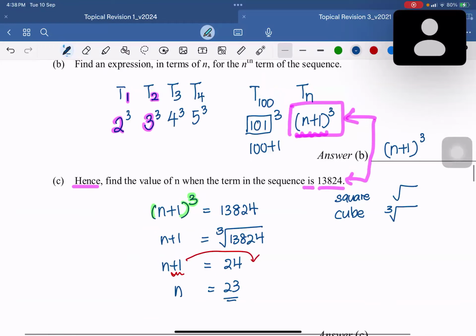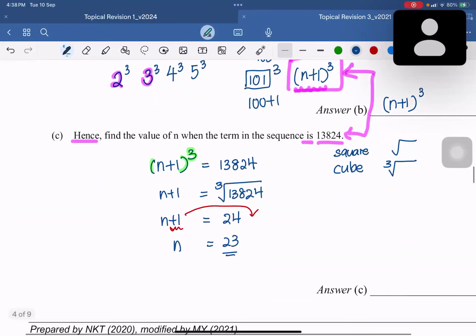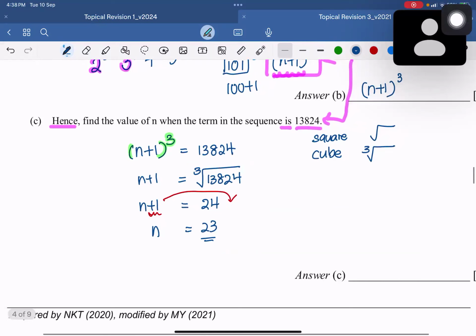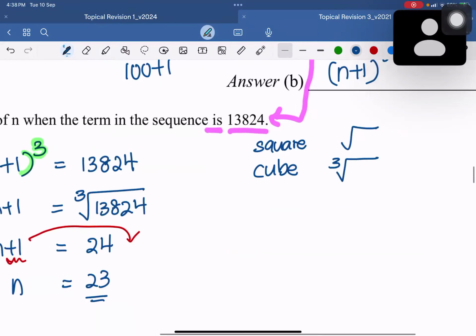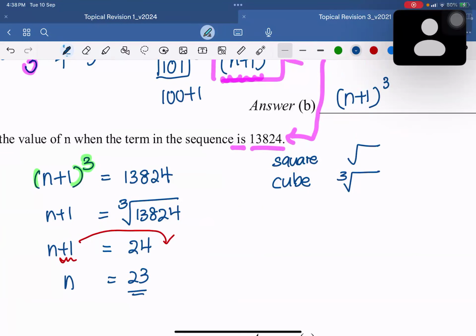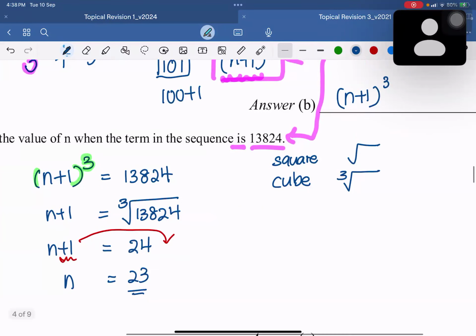Is this okay? Try to remember, if you have a square, to undo the square, you take the square root. But something to highlight: when you take the square root, there are always two possible answers. It can be a positive or negative answer. To undo the square, you take the square root, and it will be plus or minus the square root. There will be two answers. Opposite.